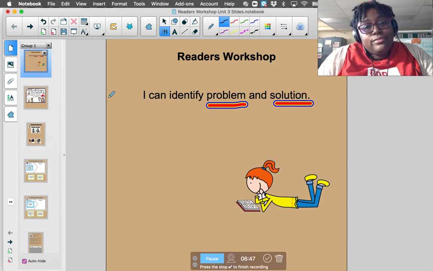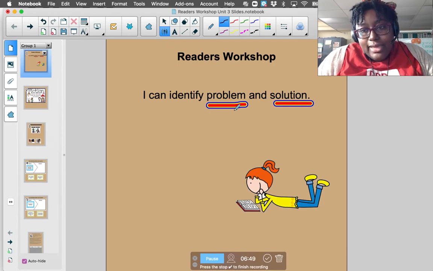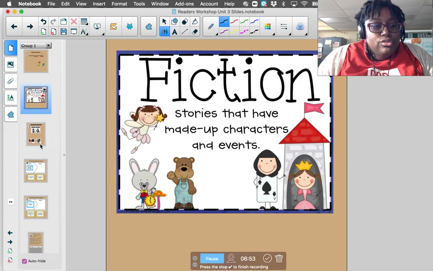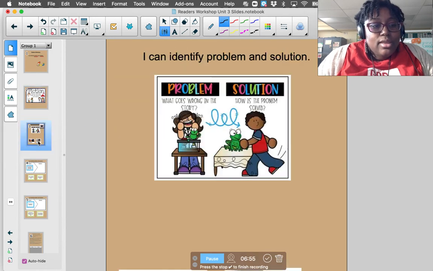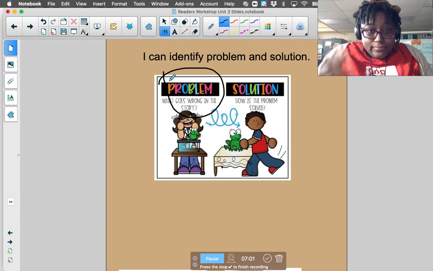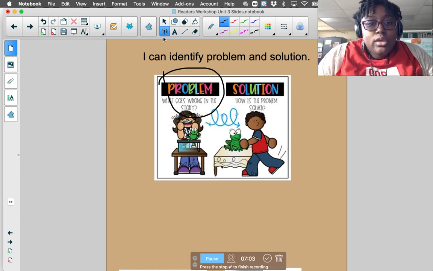Back to our objective for today. I can identify problem and solution. So we said that when we read fiction stories, sometimes in the story there's a problem. Say problem. A problem. The problem is what goes wrong in the story. Look at that girl. She's scared because the frog got out of the cage. That's the problem.